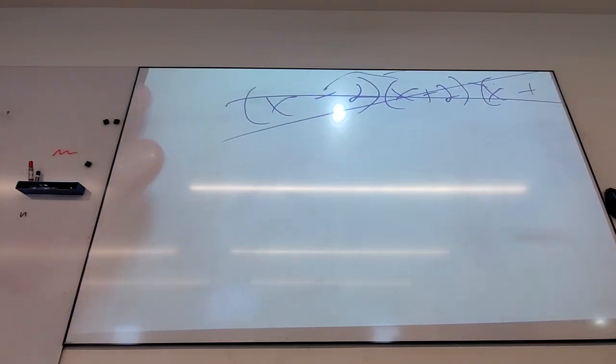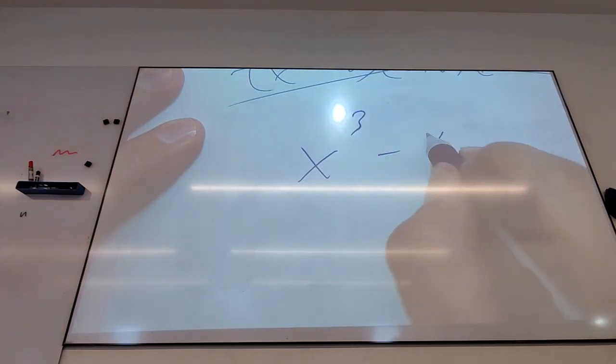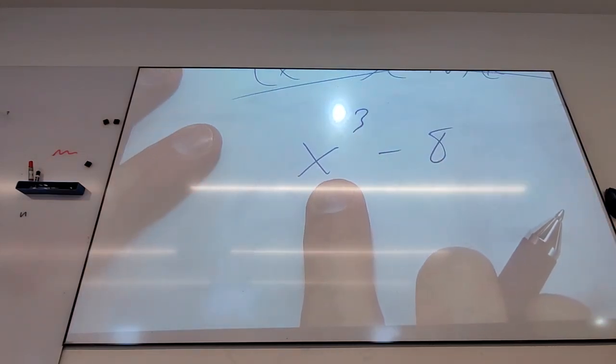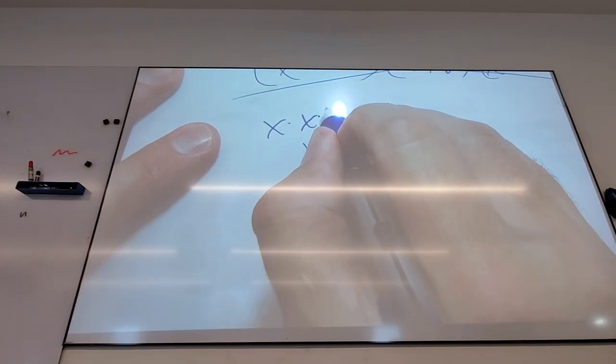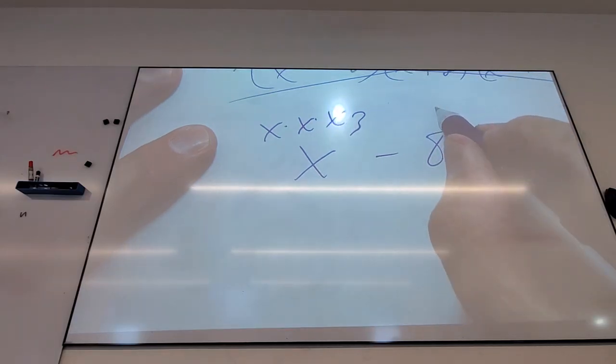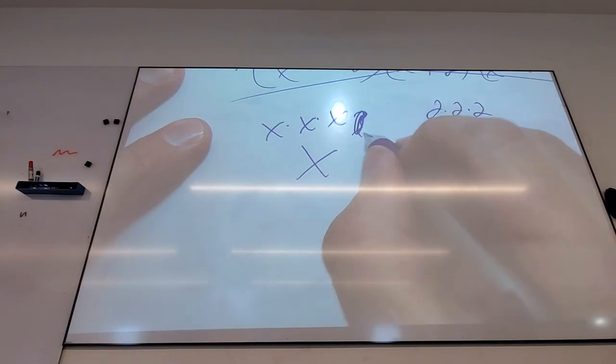So, help me out, guys. X cubed. That's x times x times x, right? What's 8? 2 times 2 times 2. Okay. You put my little cube down here so it doesn't look too weird. Okay.